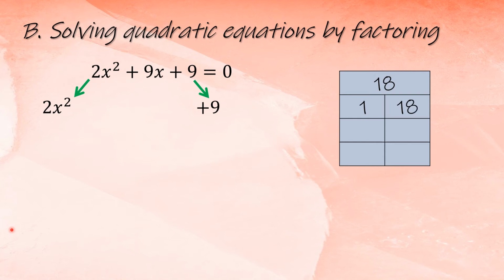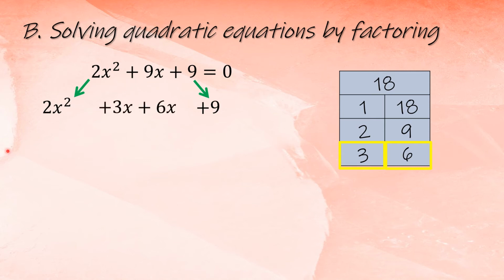18 divided by 1 is 18. 18 divided by 2 is 9. And 18 divided by 3 is 6. Okay, anong numbers o ano yung dalawang numbers na kapag minultiply ay 18 at kapag pinagplus ay equal sa 9? So, those numbers are 3 and 6. Okay, let us now write numbers 3 and 6 here at the middle and then just add the variable x. Remember, the sign must be positive. So, this will now become positive 3x and positive 6x.